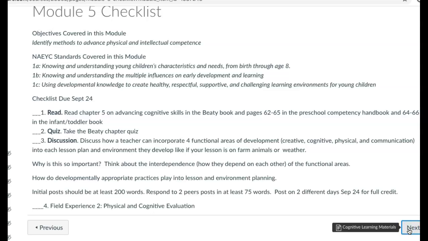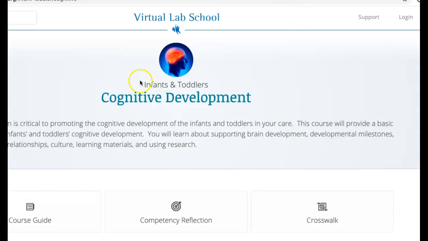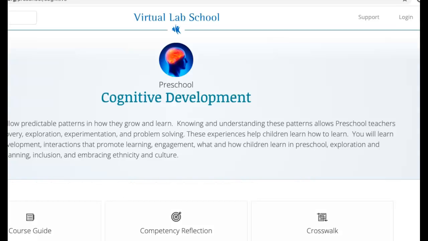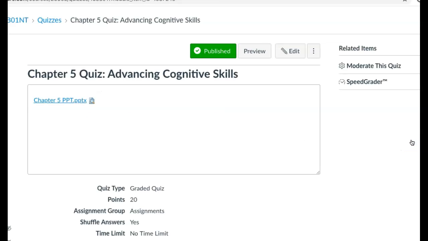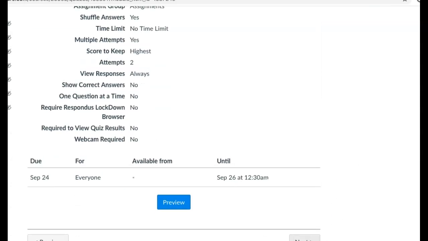When looking at the current lecture materials, we're going back to the virtual lab school. Here's the one for infants and toddlers and the section over cognitive development, and the one for preschool. Look at the one that's related to the CDA that you're going to be applying for. Then we have the Chapter 5 quiz over advancing cognitive skills. This will give you more examples and deeper explanations of the points.